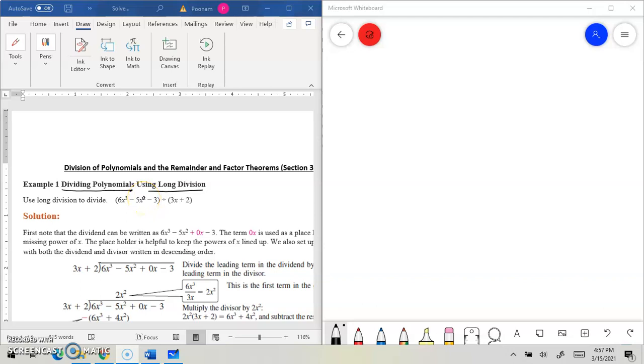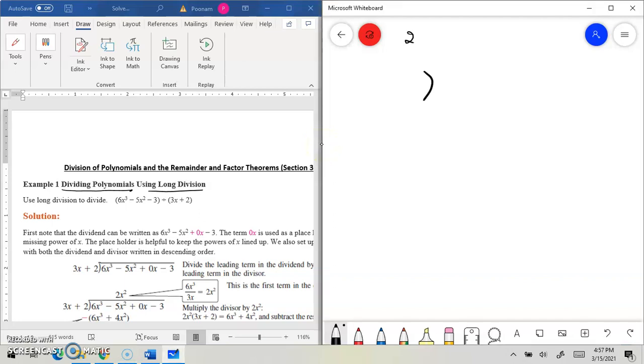Hello, today we are going to start with section 3.3, which is about division of polynomial functions and the remainder and factor theorem. The first concept is dividing polynomials using long division. Before I start dividing polynomials using long division, I want to remind you what a long division procedure is.